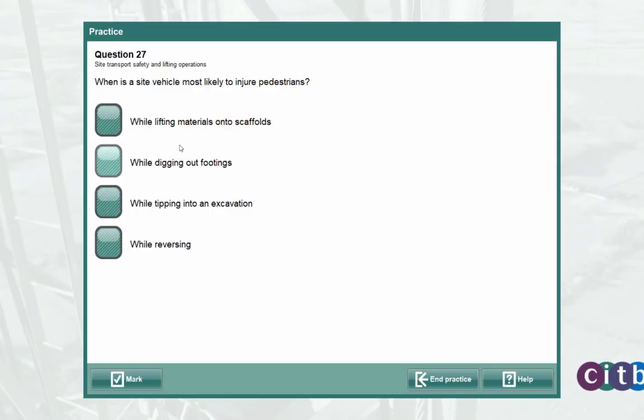When is a site vehicle most likely to injure pedestrians? While lifting materials onto scaffolds. While digging out footings. While tipping into an excavation. While reversing.